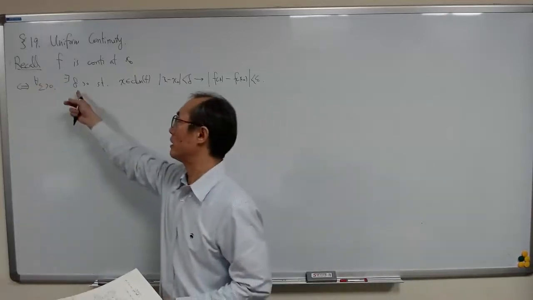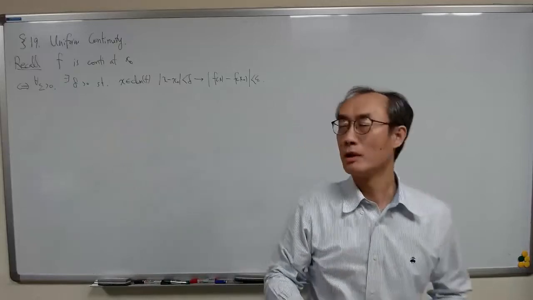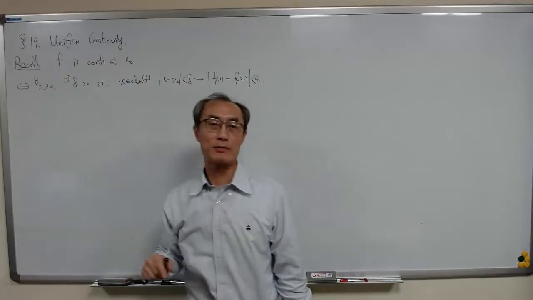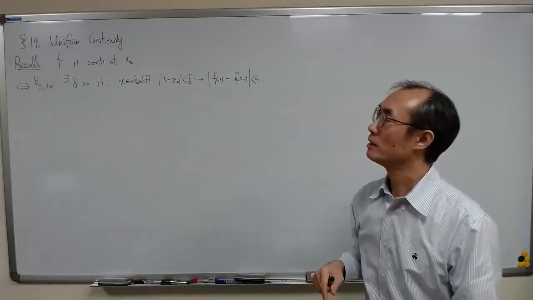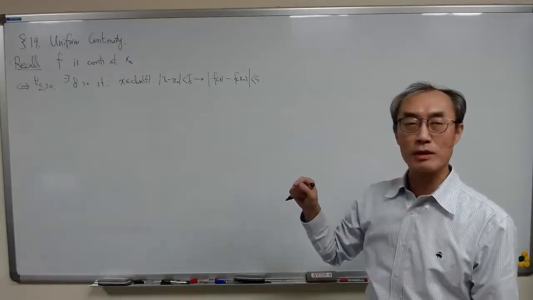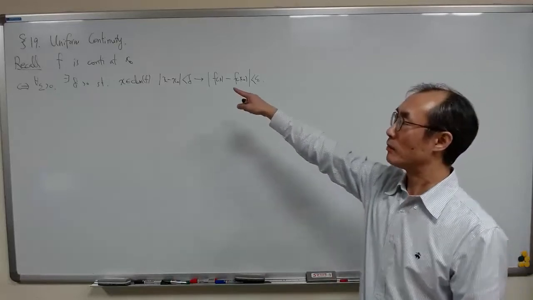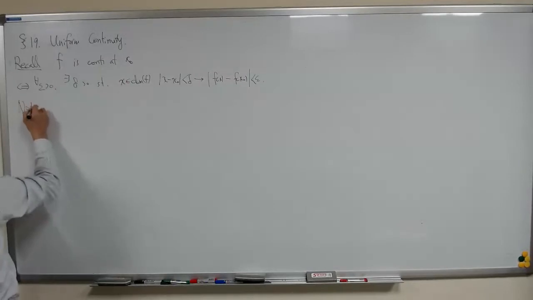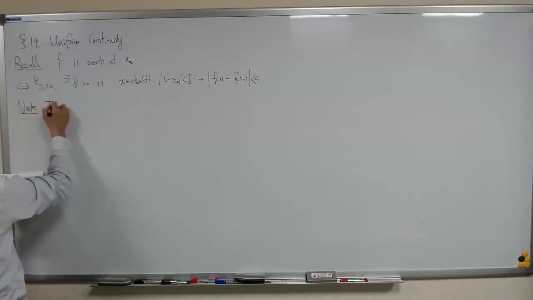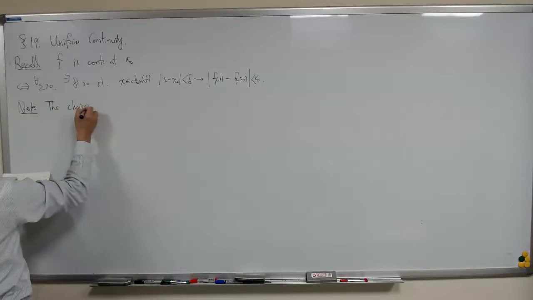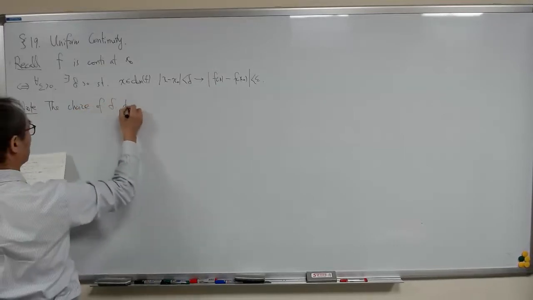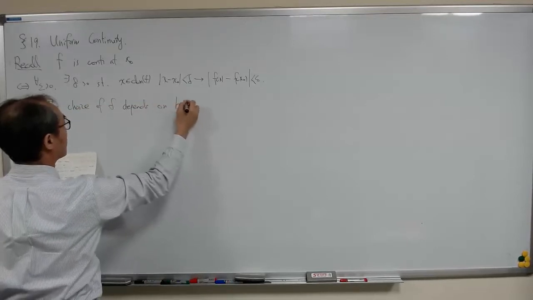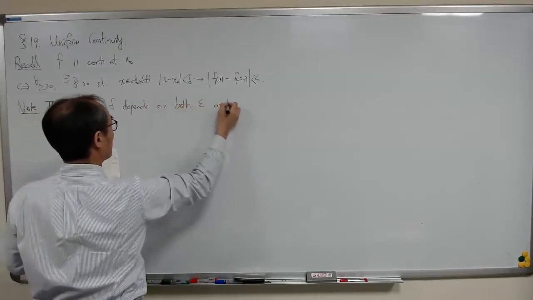And the choice of delta usually depends on epsilon. If your epsilon is small, then your corresponding delta must be a small quantity. In addition to that, the choice of delta also depends on the position x naught. Choice of delta depends on both epsilon and x naught.